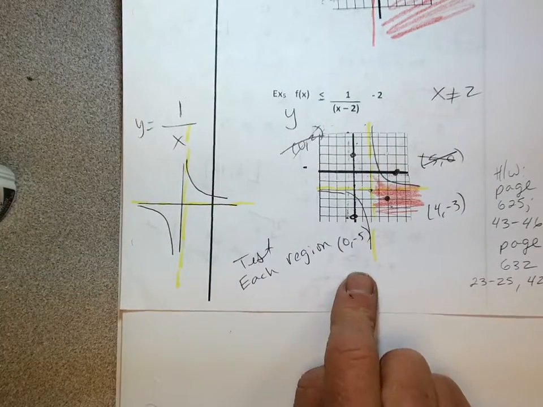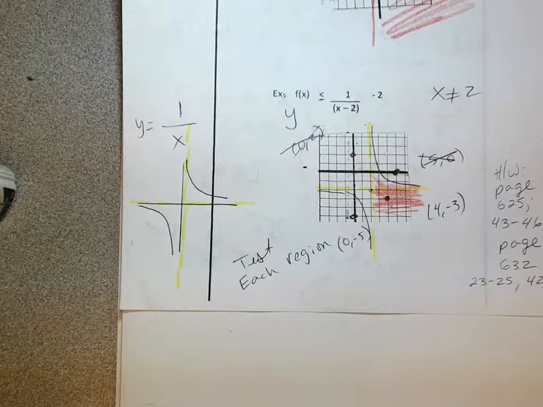What am I left with? This region, 0, negative 5. Let's test that region. Okay, all right. 0, negative 5. So negative 5 in for the y.